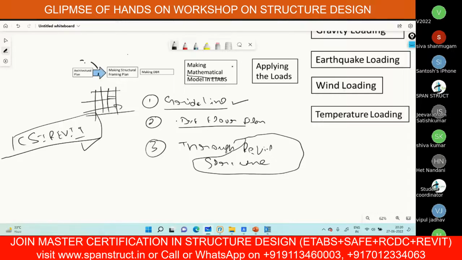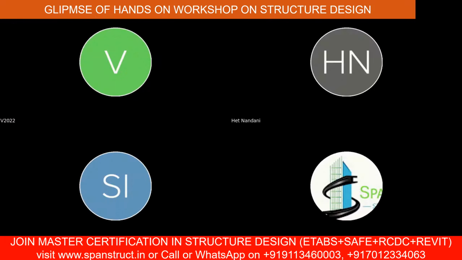I'm going to show you some complications of the model so that you will understand better. Let me open ETABS first, where I will show you in which cases you may require Revit Structure for modeling, because when you do structures, many complicated models will come to you, and ETABS will not be enough for modeling that. I'm going to show you an example of what I mean.